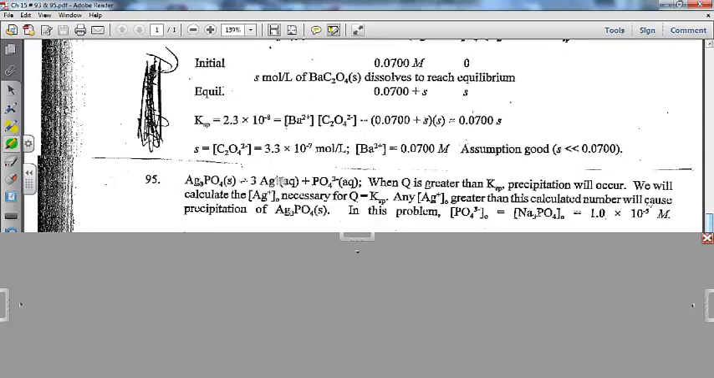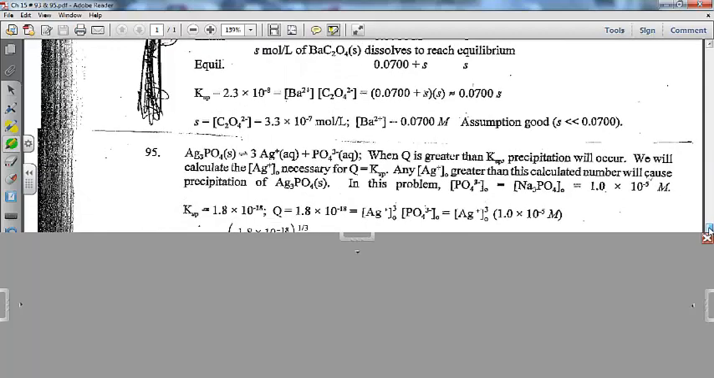Okay, so let's look at the background here. Here's our dissociation reaction. Silver phosphate is going to dissolve into three silvers and one phosphate. When Q is greater than KSP, the precipitation will occur. So we'll have to calculate the silver ion necessary for Q to be equal to K, and then any silver ion concentration greater than that will cause the precipitation to happen. So in this problem, we know the phosphate, we have an original amount. We've got 1.0 times 10 to the negative fifth. So that's what we're starting with. So we have to figure out how much silver we have to add in order to cause this to take place. Okay, so we do a KSP problem.